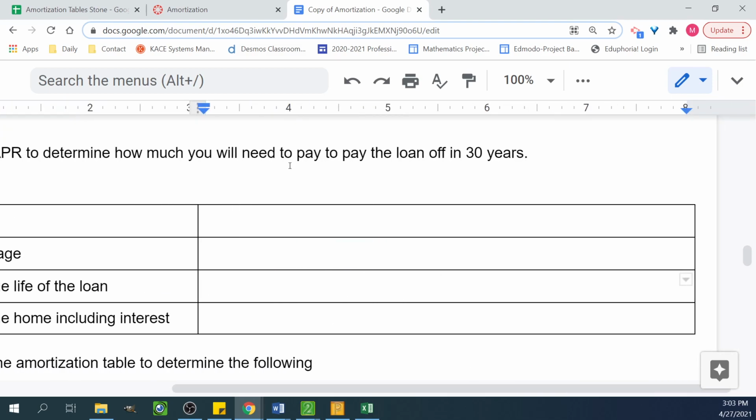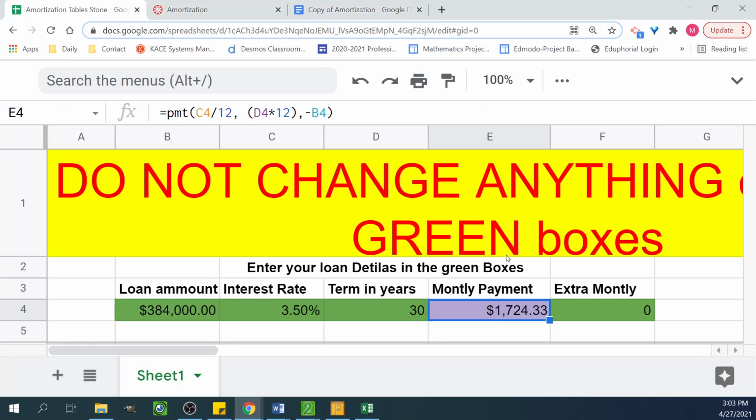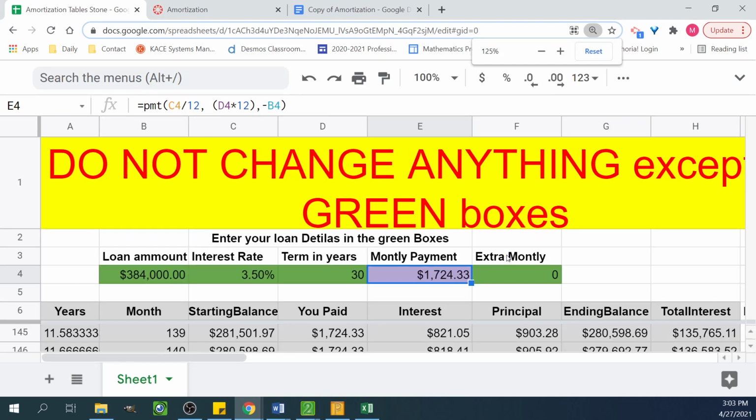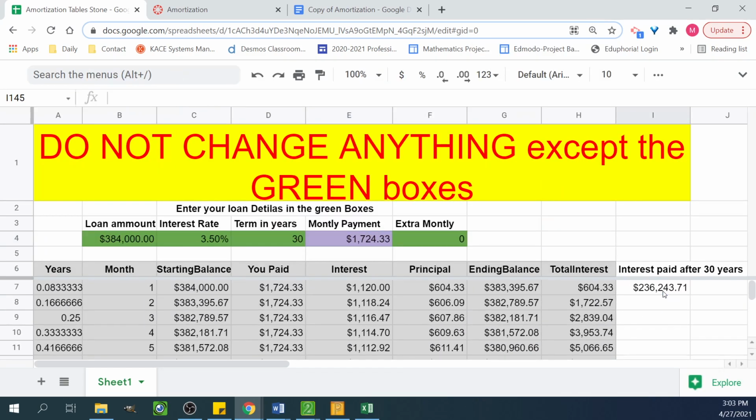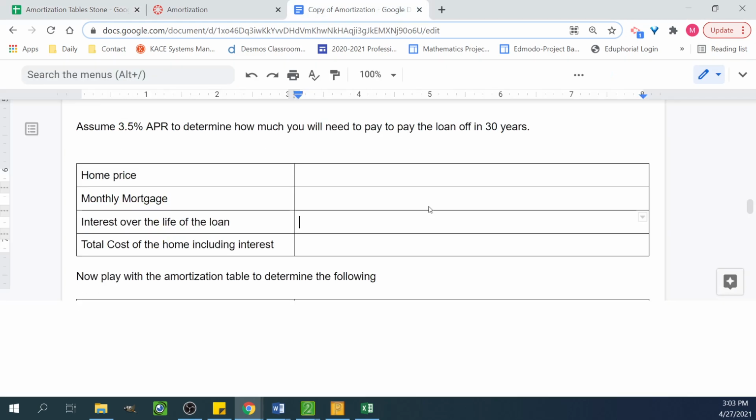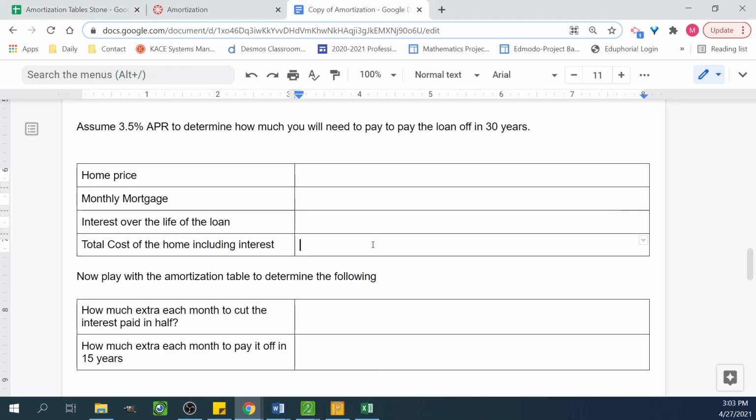Okay. How much interest am I going to pay over the whole loan? Well, that's easy. No, that's your interest rate. We want this one right here. That's a lot of interest, right? 236,243. That's like a whole house in interest, isn't it? So that would go there: cost of the home, including interest. So you're going to take the house price plus the interest, and that gets how much it's actually going to cost you out of pocket to buy that house. Make sense?